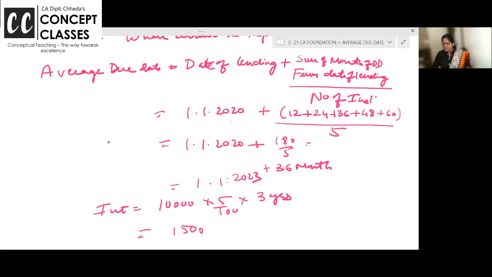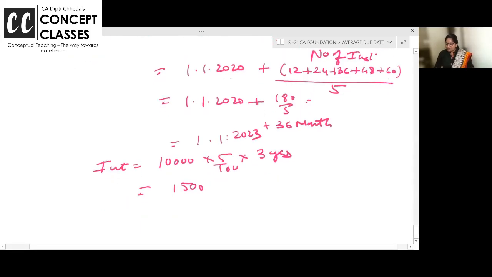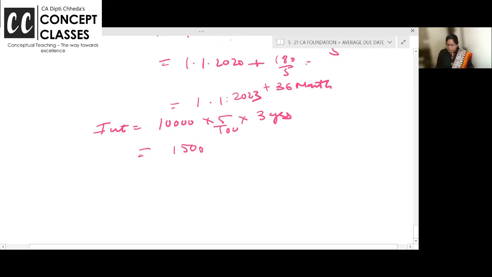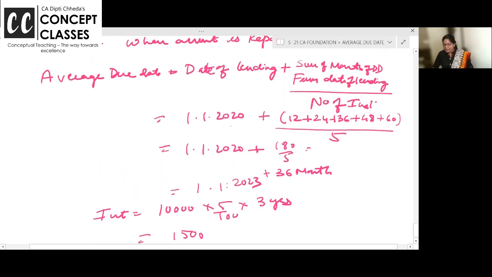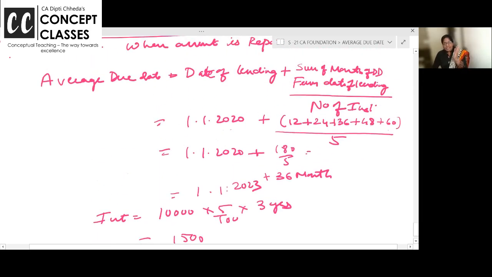Chalo. Option 2 I am doing for all of you. Is my speed fine? Is my method clear? First installment, from the date of lending how far is the first installment? 12 months. Second installment 24 months. Third installment 36 months. Fourth 48. Now it is going outside the screen, leave it.